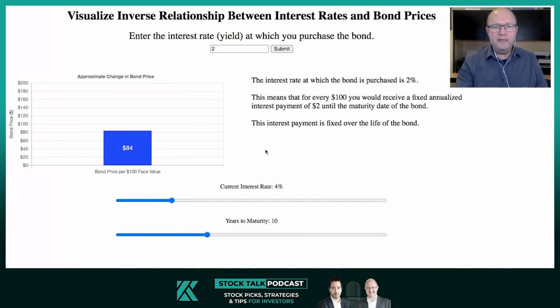So the way that this is calculated, the change in a bond price based on interest rates, can be a fairly complicated equation.